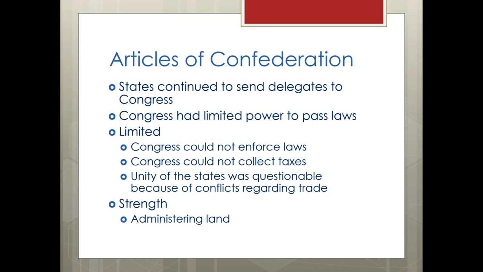So even though the states continued to send delegates to Congress, under the Articles of Confederation, Congress's powers were very limited. It could not enforce laws. It could not collect taxes. And there were problems with the unity of the states because of conflicts in trade. Each state, again, had its own interest, and oftentimes there were interstate conflicts where one state would conflict with another state because one state had a means of transportation that another state needed to utilize to get their goods to market, and the state with the means of transportation would say, no, I'm not letting you through. So there were interstate squabbles amongst the states. There were squabbles about boundary lines. There were various squabbles, and Congress did not have the power to resolve those types of squabbles.